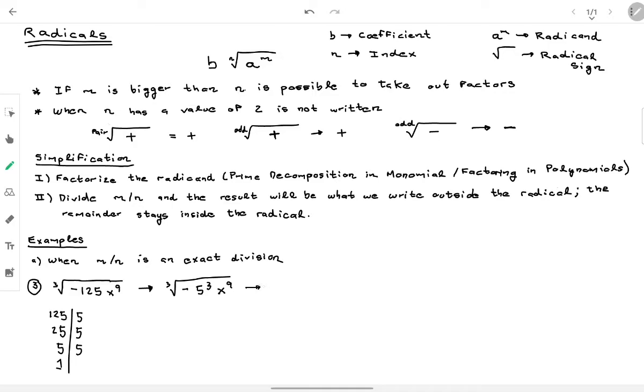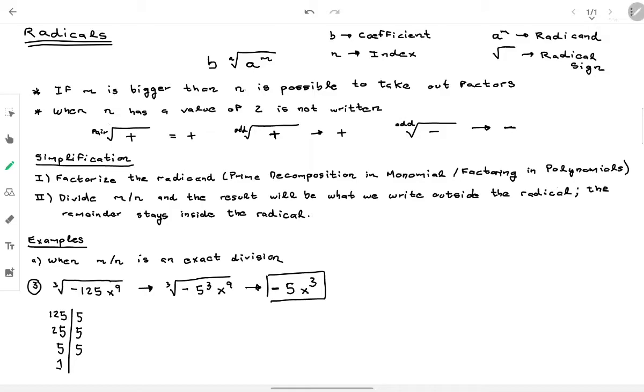So let's do the division. We know that our answer is going to be negative because it's an odd index of a negative term. So it's 5 to the 3 divided by 3, which is only 5 to the 1. For x, it's 9 divided by 3, which is exactly 3. So the answer is minus 5x cubed. It's going to be very, very simple. It's only in the case of monomials that we need to do the prime decomposition of the numbers. After that, we do the little division of m and n, and that will be the answer, what we take out of the radical.